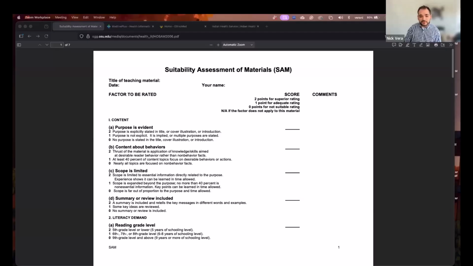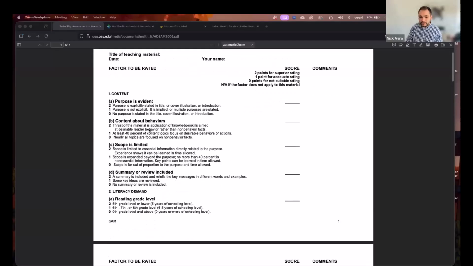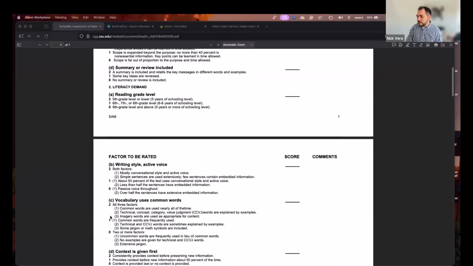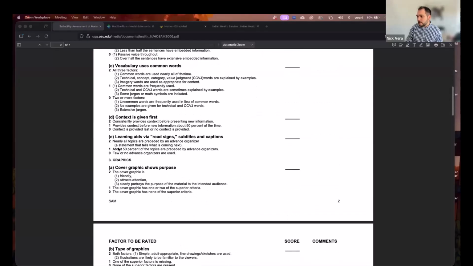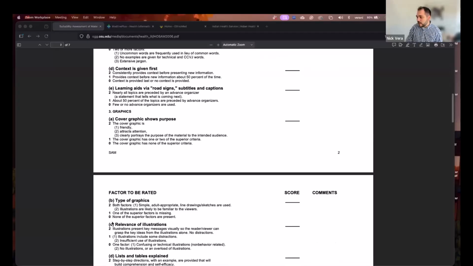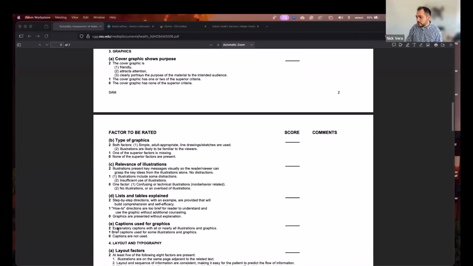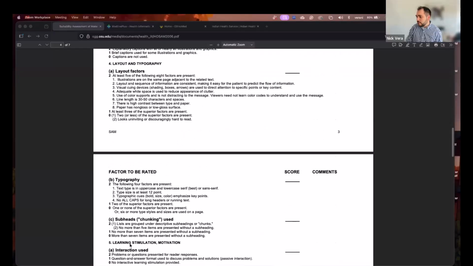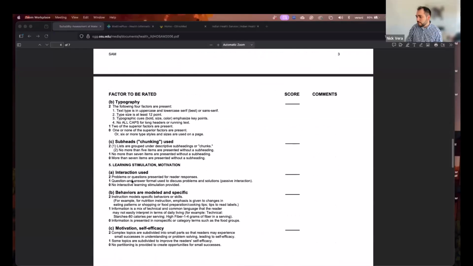Here are some of the factors that we can see over here. So purpose is evident, content about behaviors, reading grade level, writing style, context is given, type of graphics, and you can rank them based on what follows underneath. There are just different types of areas that you can look at.